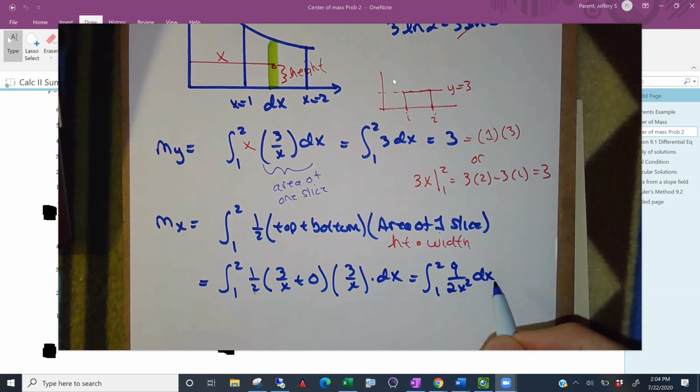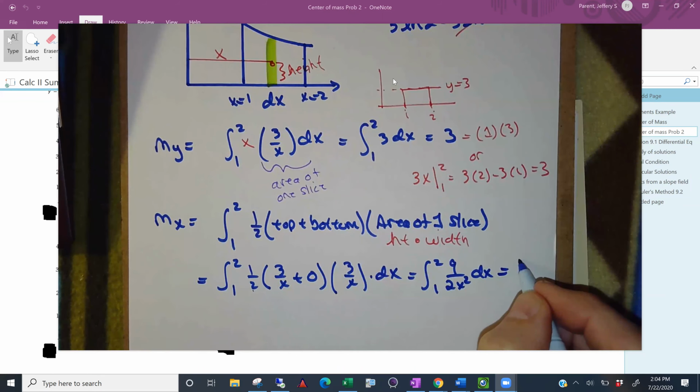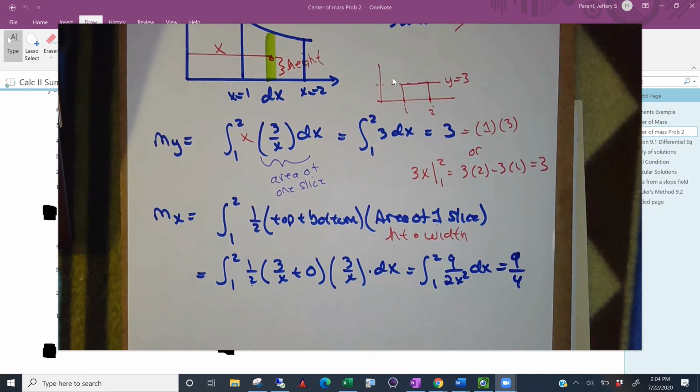Do you want me to find the antiderivative here or skip to the happy ending? Skip to the happy ending, yeah. Happy ending works. That's going to be 9/4. Of course, the antiderivative of that is going to be negative 1 over x times 9/2, etc. But 9/4, sure. So let's finish up our calculation. You get x bar and y bar, or m sub y over m, and m sub x over m.